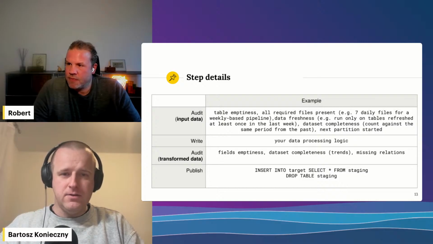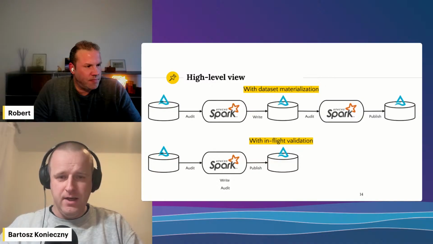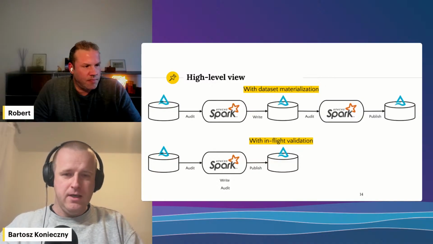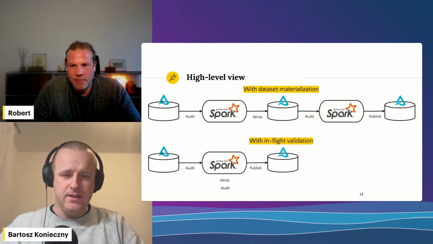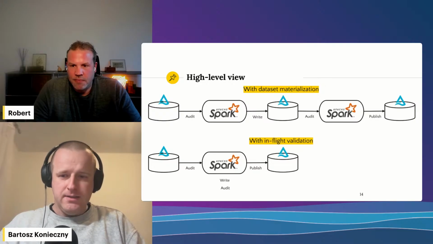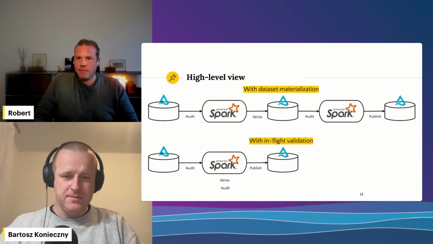So there are currently 2 flavors for this pattern. Either with data materialization, with one table between the write and the second audit, which is good because it enables you to investigate any issues you have when the pipeline fails because of some data quality rules. You can investigate it later, but it will materialize the data. It will write it to some object storage, so it will obviously be slower than the second approach with the in-flight validation, where you generally do some persist on a data frame and execute your rules.